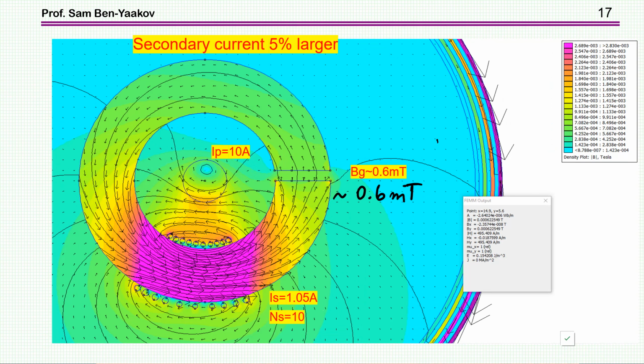Now, what happens if there is a mismatch of 5%? That is, the current of the compensating winding is a bit higher by 5%. We find that in the gap, we're going to see 0.6 millitesla. Okay, so it's an error. And of course, in the feedback system for measuring the current, we are going to bring this down to 0 by correcting the current here such that this magnetic flux density will approach 0.